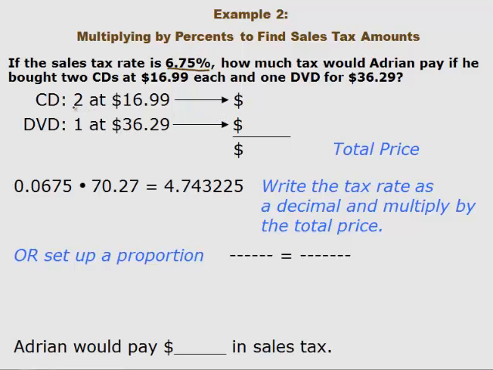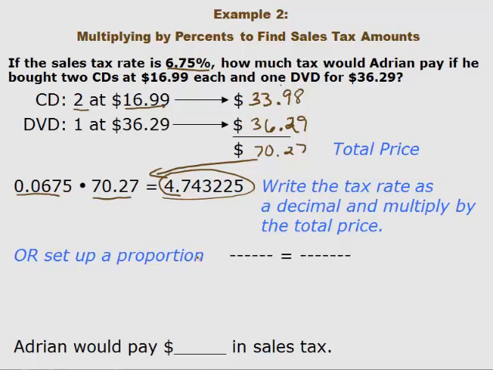So Adrian buys 2 CDs at $16.99. For that she pays $33.98, which is 2 times $16.99. She also buys 1 DVD at $36.29, so that's just $36.29. We're going to add those two together, and we get $70.27. Now, one way to find the tax is to take your tax rate and write it as a decimal, multiply it by the total price, and that'll give you the tax, which is how much you'll pay in sales tax.